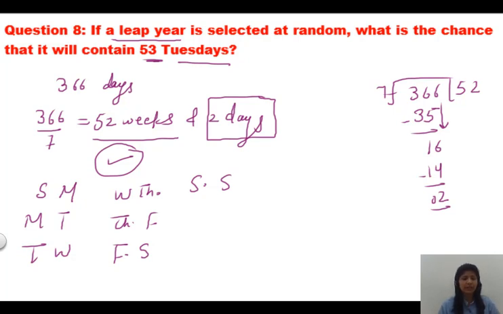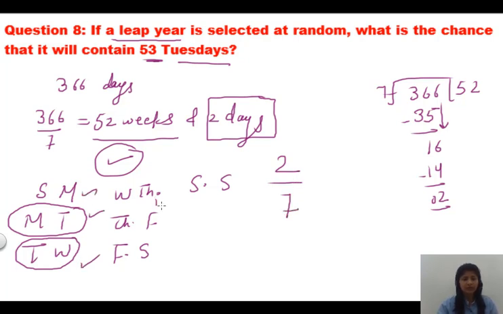Let it be Sunday-Monday, Monday-Tuesday, Tuesday-Wednesday, and all. So out of this, Tuesday comes up in 2 of them. Two outcomes are favorable out of the 7: 1 2 3 4 5 6 7. We have a total of 7. So the probability of 53 Tuesdays will be 2 by 7. Quite easy. Everybody can attempt it, right? Let us go to the next question now.